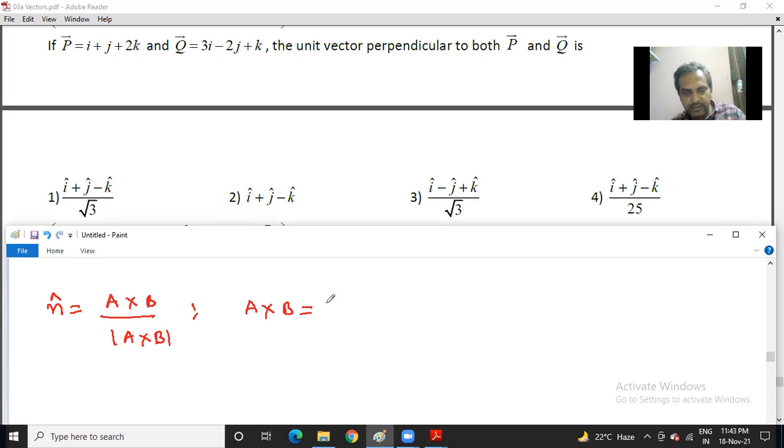Thereafter you can proceed for taking the magnitude. I, J, K. Instead of P and Q, you can take A for P and B for Q. So this is going to be 1, this is also 1, and this is 2. Now for Q, which is similar to B, under I you have to take 3, this is minus 2, this is 1.